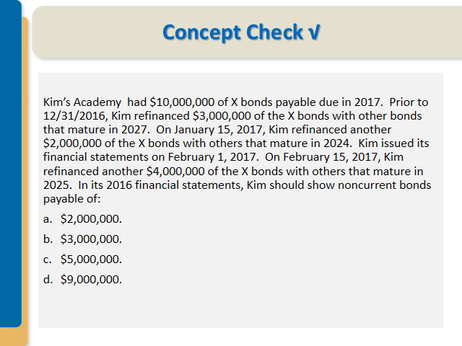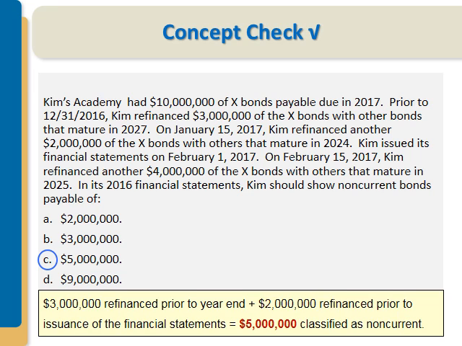On February 15th, Kim refinanced another $4 million of the X bonds with others that mature in 2025. In its 2016 financial statements, Kim should show non-current bonds payable of the $3 million refinanced prior to the end of the year, plus $2 million refinanced prior to the issuance of the financial statements. $5 million classified as non-current.